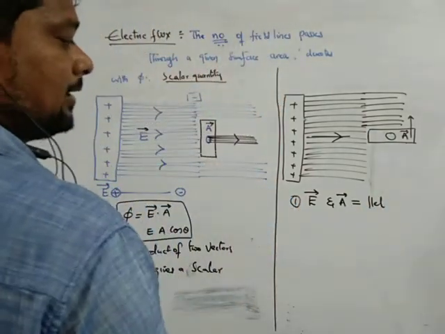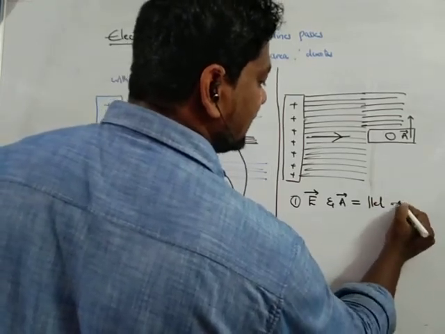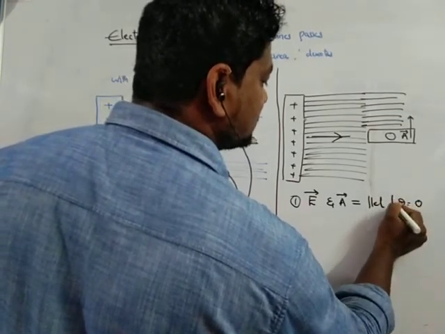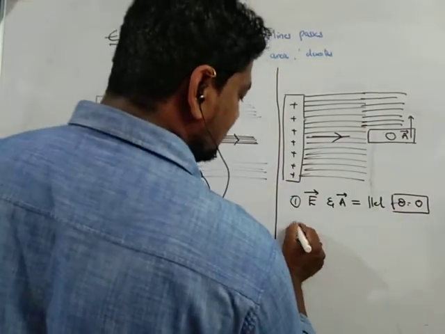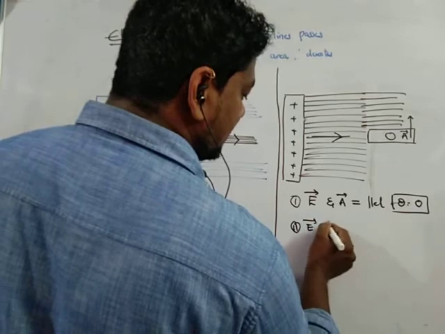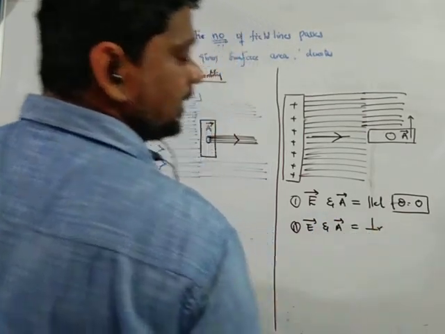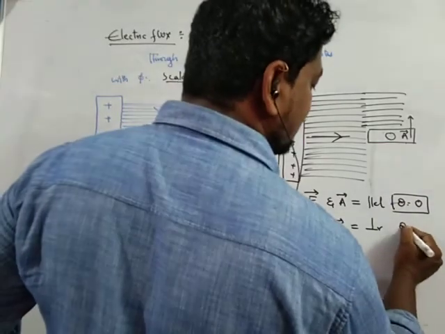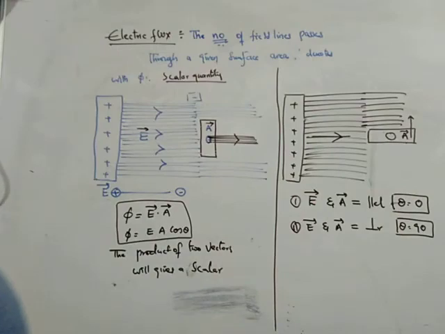Both are parallel. Parallel means what will be the angle? Theta will be equal to 0. In the second example, field lines and area are perpendicular. So perpendicular means the angle will be 90 degrees. I hope it was clear.